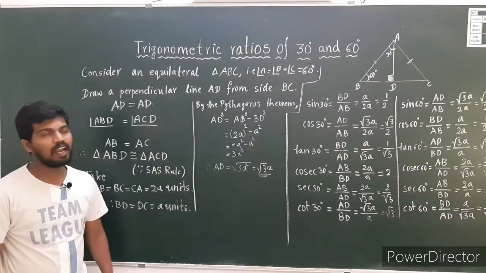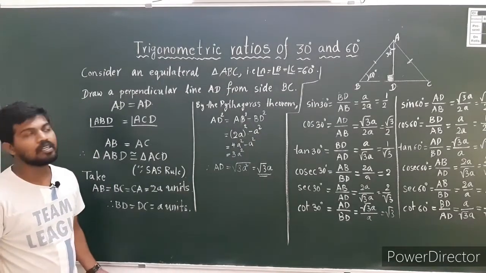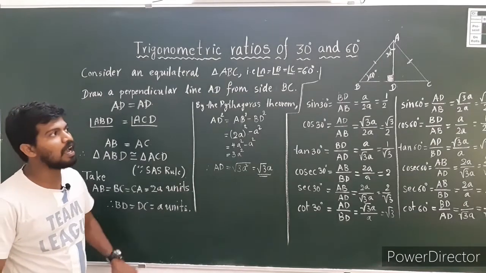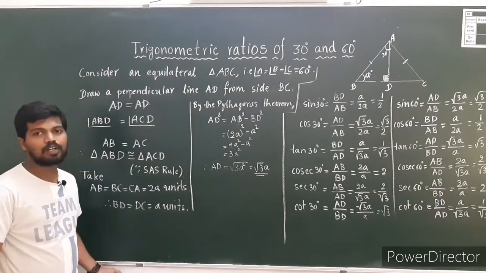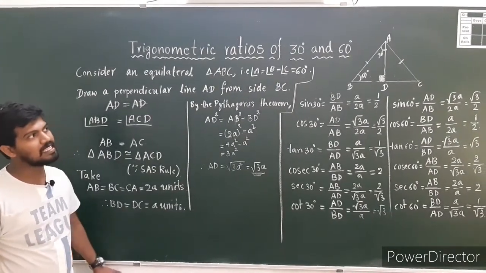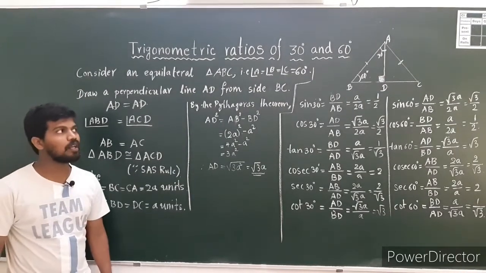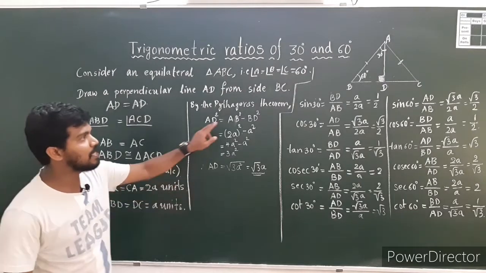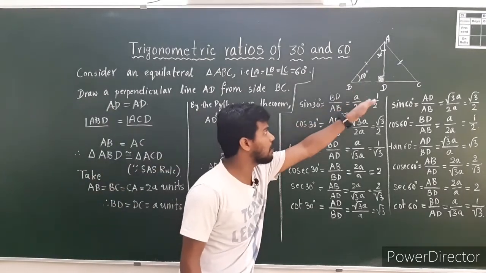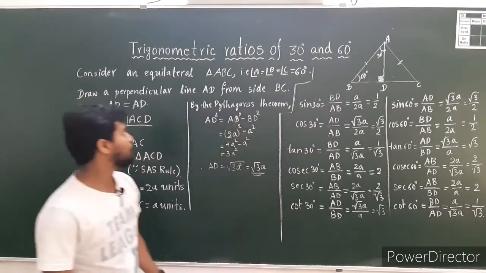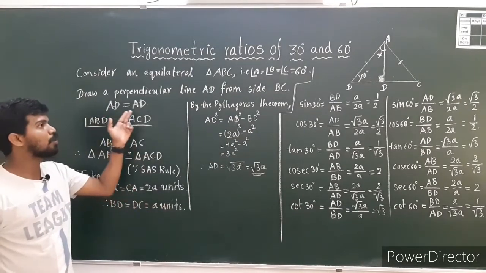So consider an equilateral triangle ABC so that angle A, angle B and angle C are equal to 60 degree. So all the sides are equal and all the angles are also equal. So draw a perpendicular AD from the side BC. So we have to draw AD from the side BC. So therefore AD equal to AD.